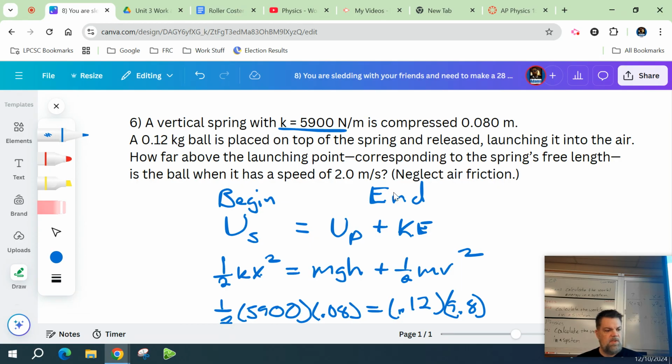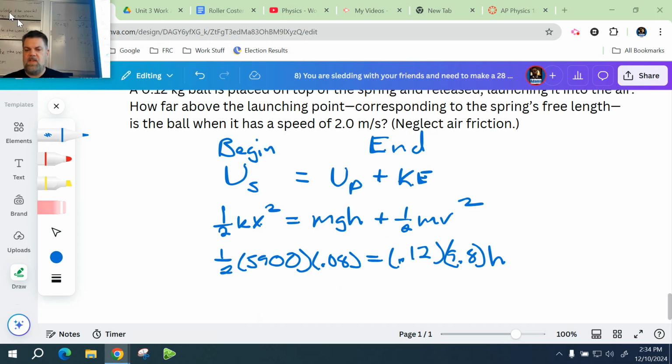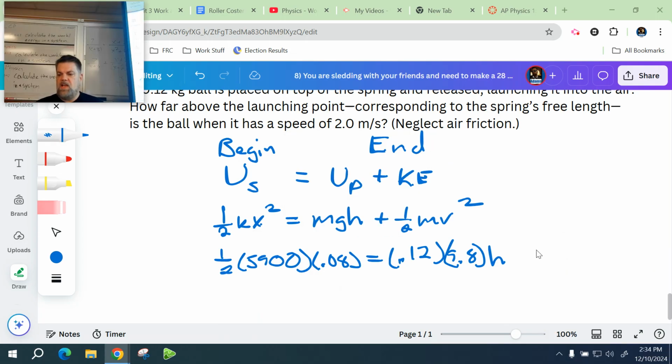What's the height? Oh no, we've got to solve for the height because that's what it's asking us, right? So we don't know what the height is. Plus 1/2 times the mass again, which is 0.12, times the velocity. They're saying that it has to be 2 meters per second, squared. And this needs to be squared.